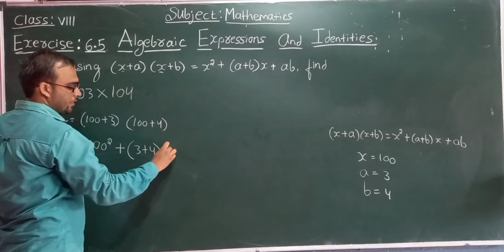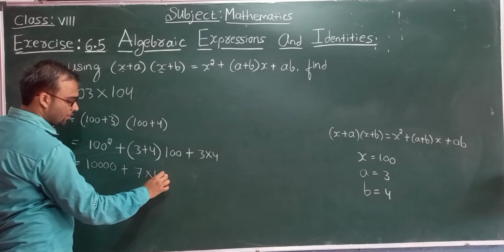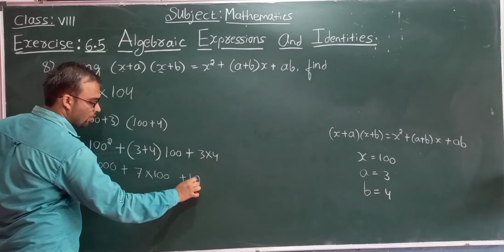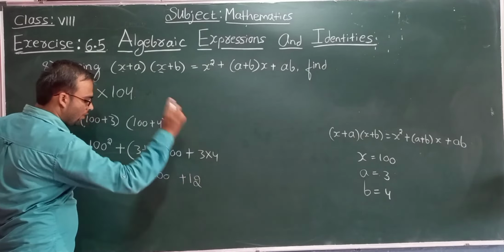Now 100 square is what? 10,000. Okay, 100 square is what? 10,000 plus 3 plus 4 is what? 7. And here this one is there, 7 into 100, 100 is there. Okay, plus 3 4s are 12. Now 10,000 plus 7 into 100 is what? 700 plus 12. Okay, so when you add all these three things, what you are getting?